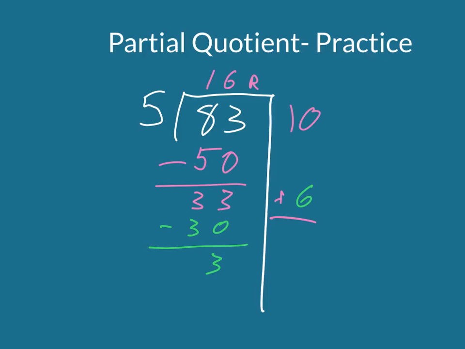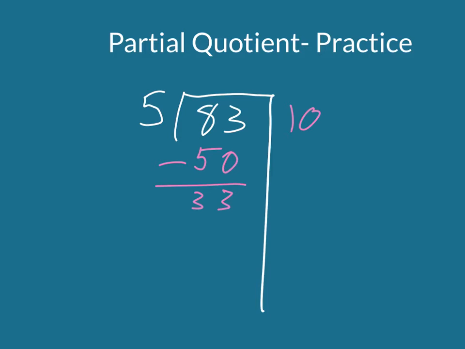I could also write that as a remainder of 3/5. But I've got a remainder of 3. And that's the important thing. Hopefully that's what you got. You could have gotten the same answer by doing it a different way.